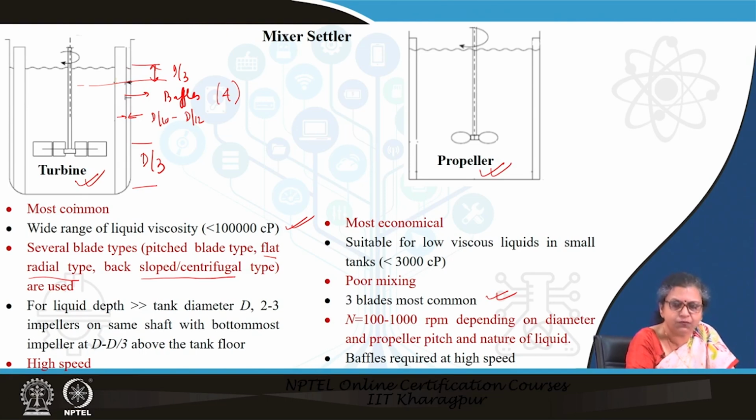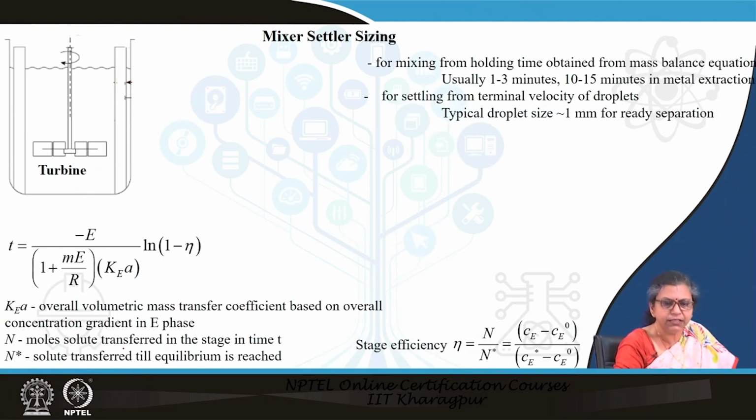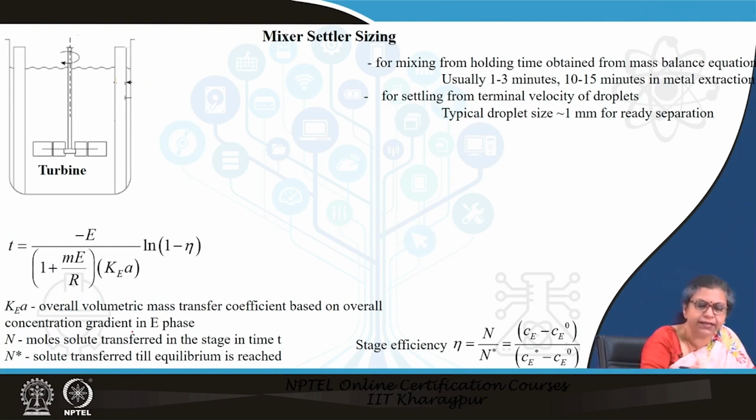So you know that when we are going for a mixer settler device or equipment for extraction, we first need to size the vessel, then we need to design the impeller, and we also need to decide the dimension of the baffles. Let us go one by one. Initially, suppose we go for the settling. As I have told you, the settling is a function of the holding time, the time which is required for the mass transfer. So the holding time we can obtain from the mass balance equations.